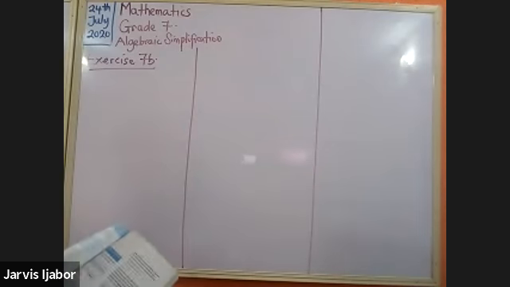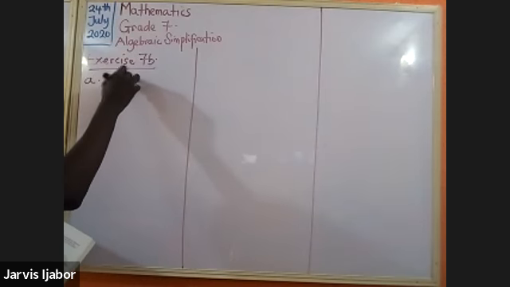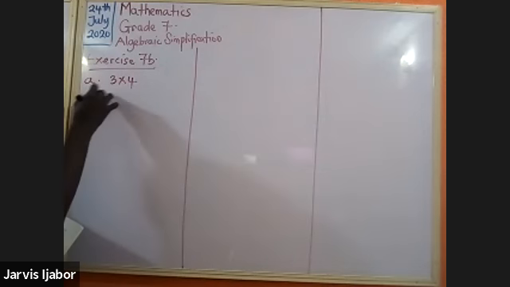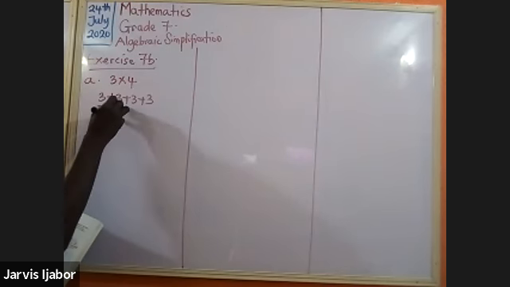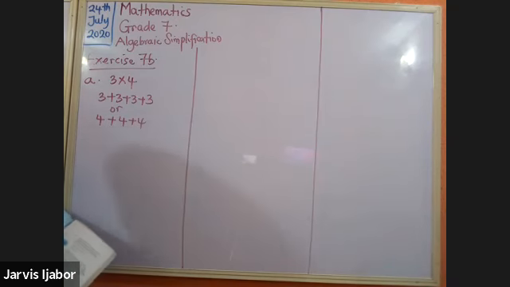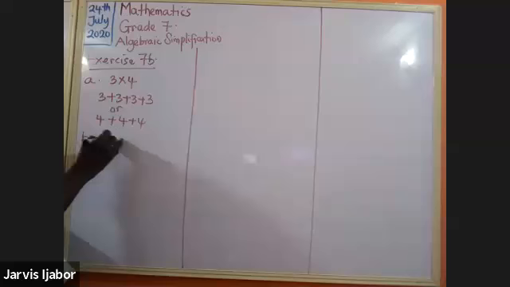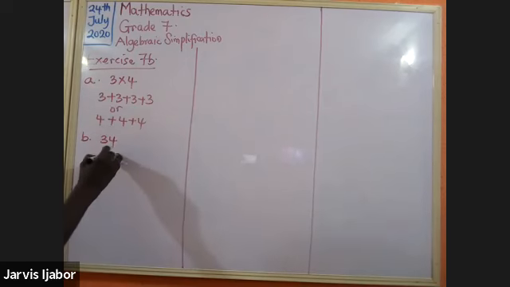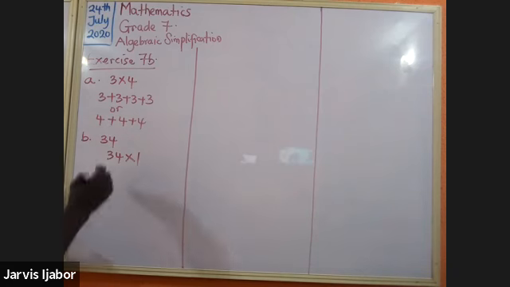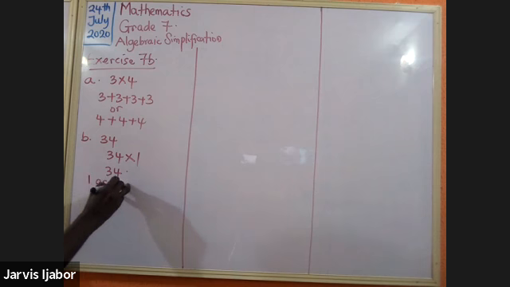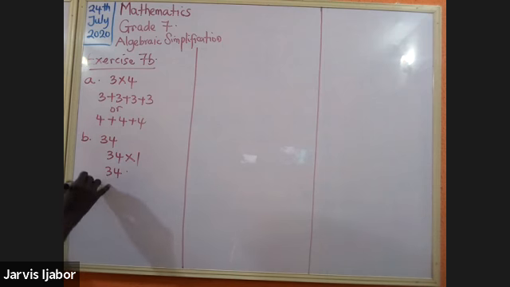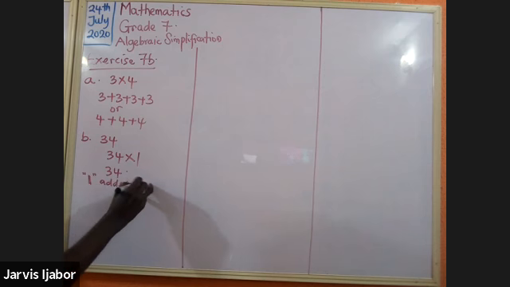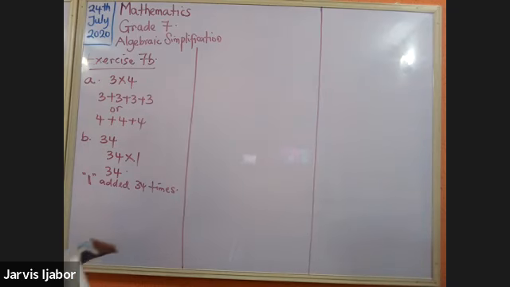What do the following mean in arithmetic? Look at A. It says 3 times 4. 3 times 4 means 3 plus 3 plus 3 plus 3, or 4 plus 4 plus 4. That's what that will mean. Now, look at the next one, 34. 34 will be 34 times 1. That's what it will mean. That will be 34 occurring once, or 1 added 34 times. Are you seeing that? That's what that means in arithmetic.